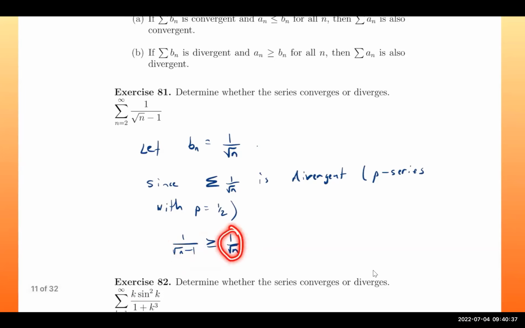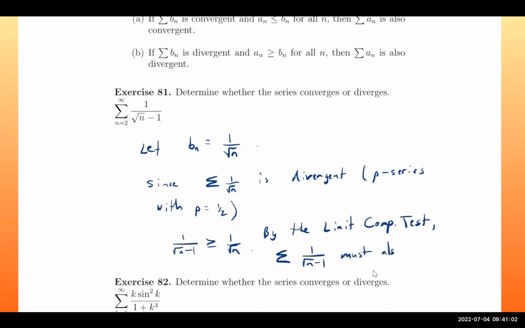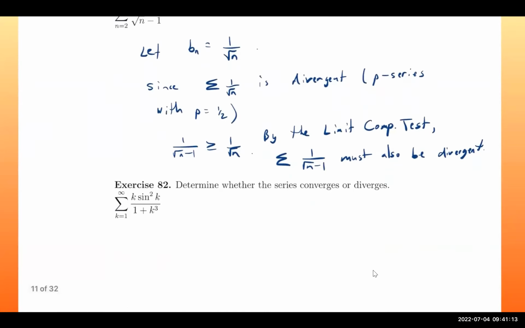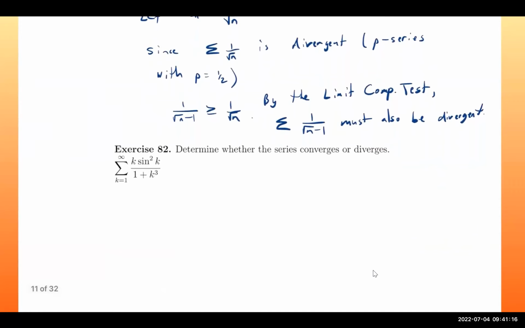Since this is true and this is divergent, then this one must also be divergent by the limit comparison test. By the limit comparison test, the series 1 over radical n minus 1 must also be divergent. Okay, so that's all you got to do. All right, let's check the next one.